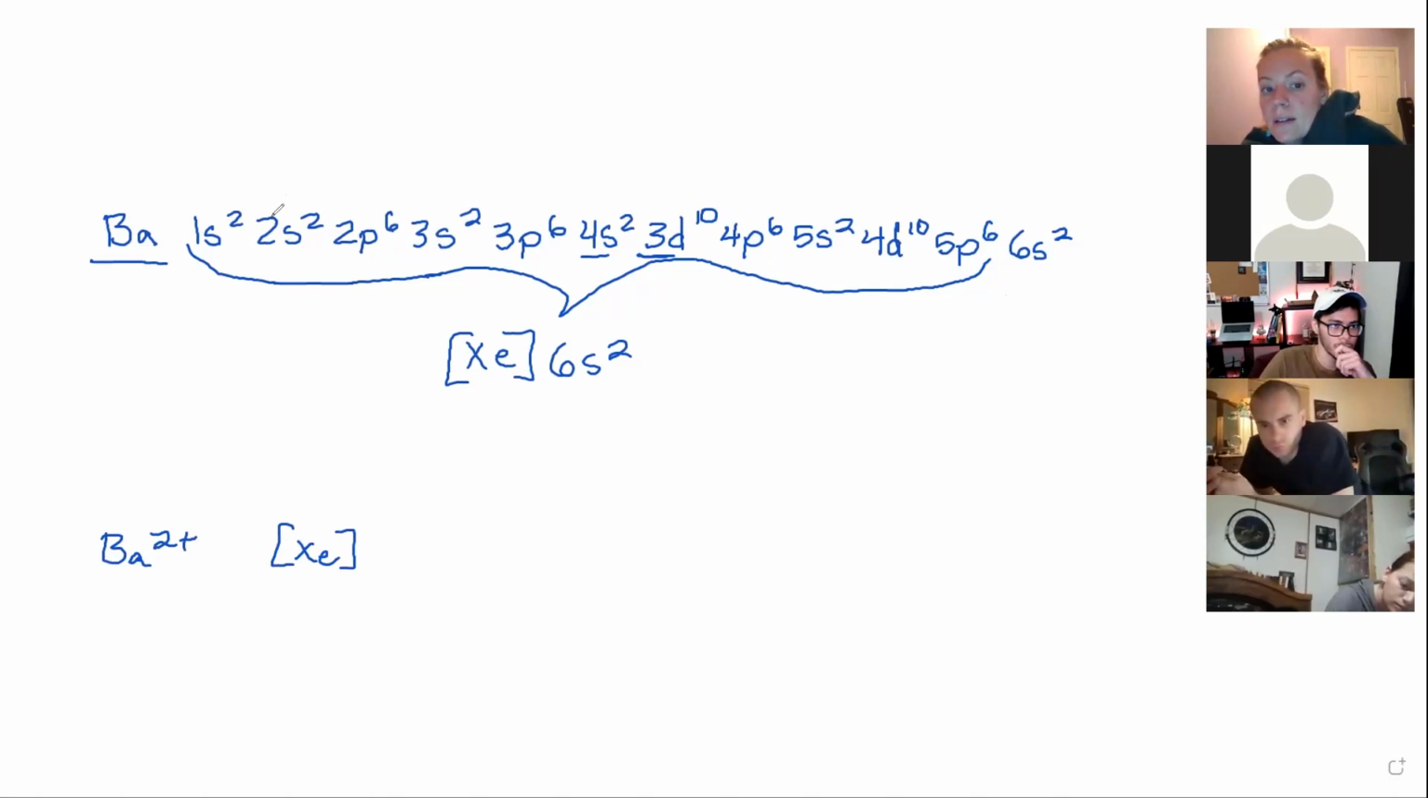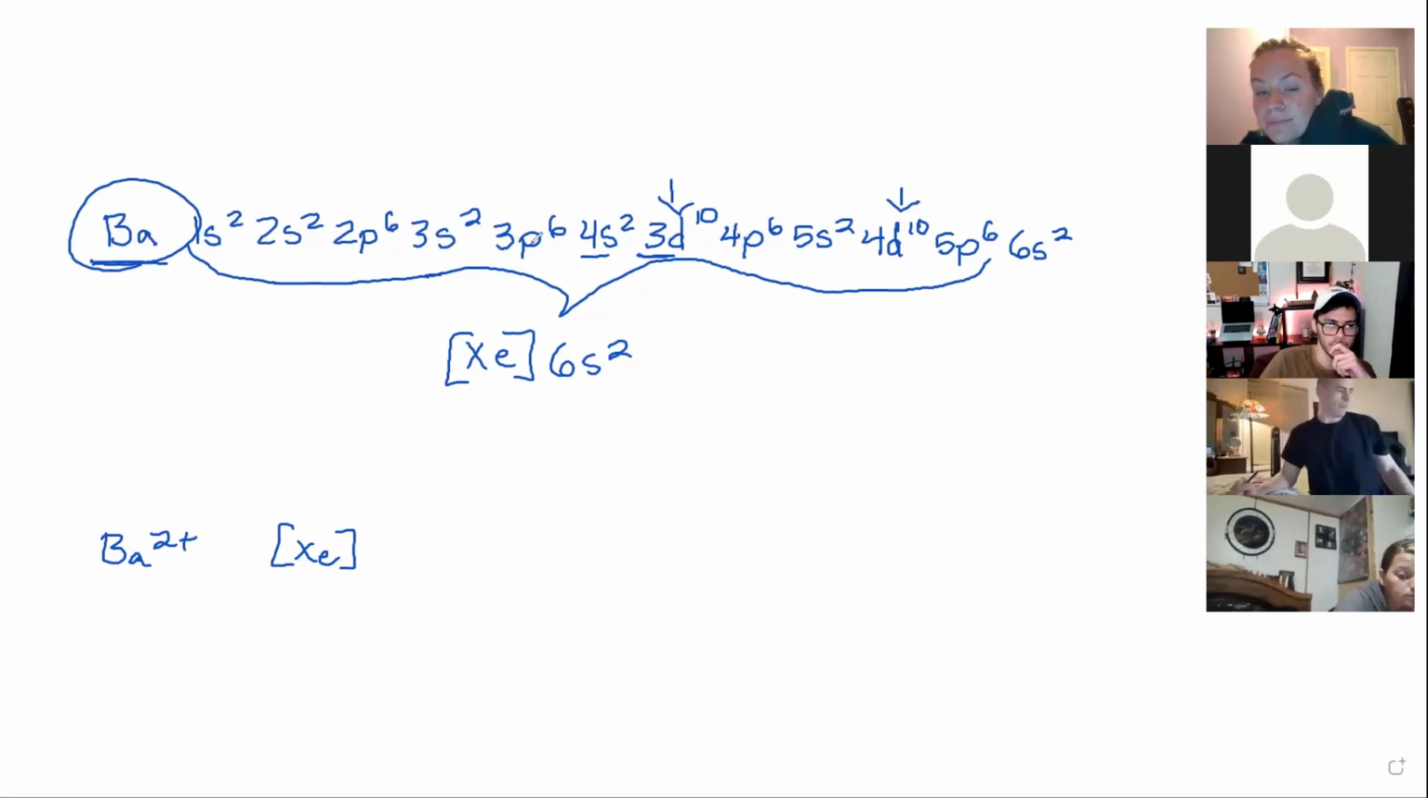Our configuration is making a little bit more sense. And if you can make this happen, you can do any of the atoms before it and you'll be good. I think the trickiest part is right here and right here, just remembering that the d has to be 1 less than the 2 guys around it.